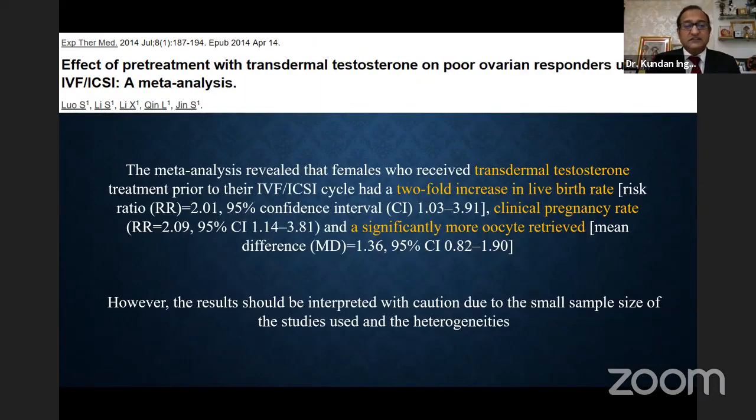The meta-analysis on the same discussion has revealed that women who received transdermal testosterone prior to an IVF or ICSI cycle had a twofold increase in the live birth rate. They also had a twofold increase in the clinical pregnancy rate, and significantly more oocytes were retrieved when they were supplemented with transdermal testosterone gel. These results should be interpreted with caution due to the small sample size of the studies used and the heterogeneity.